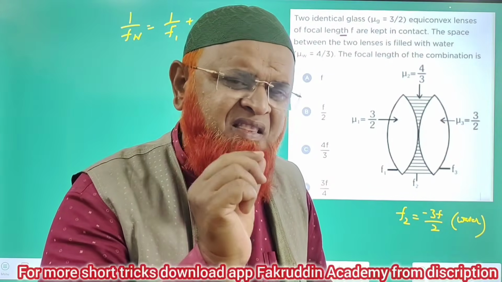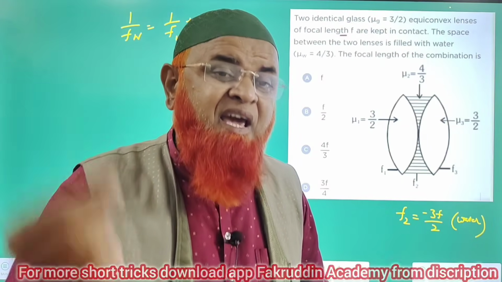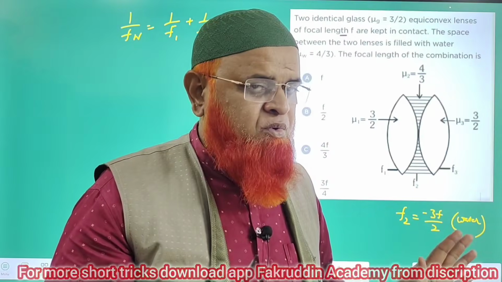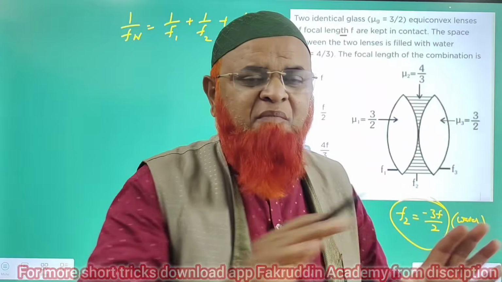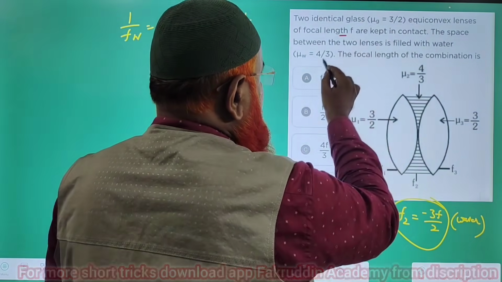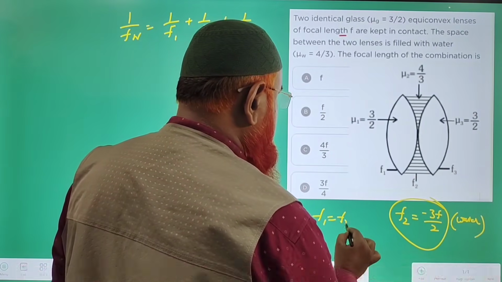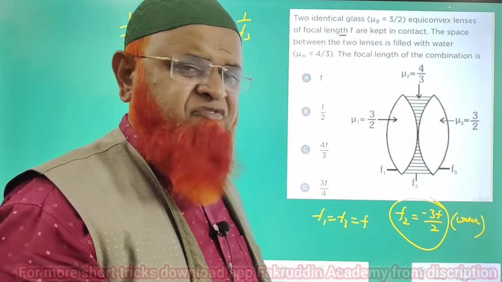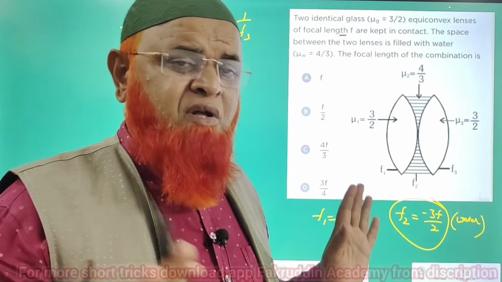Just remember only one thing: for a concave water lens, focal length is minus 3f/2. If you remember this point, the problem will become dead easy for you. And already it is given that the focal lengths of these two lenses, that is f1 is equal to f3 is equal to f. And for the water lens, the focal length is 3f/2. That is enough for you to solve the problem.